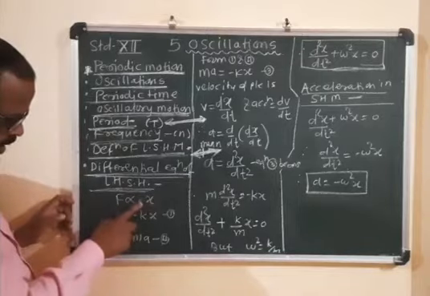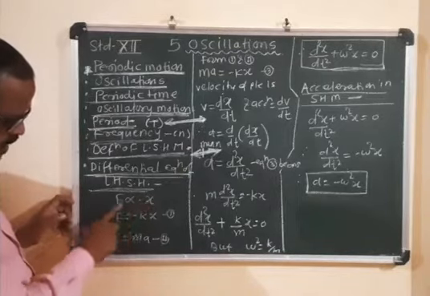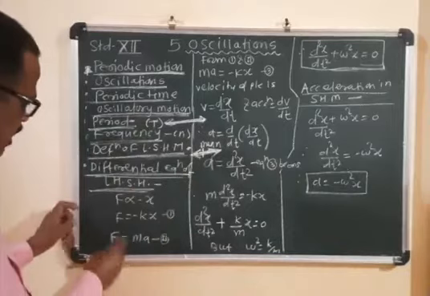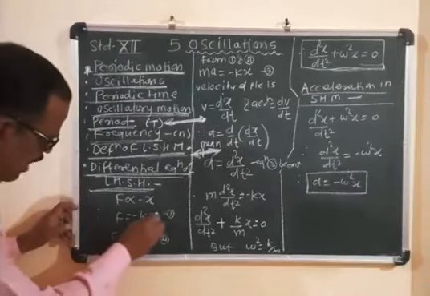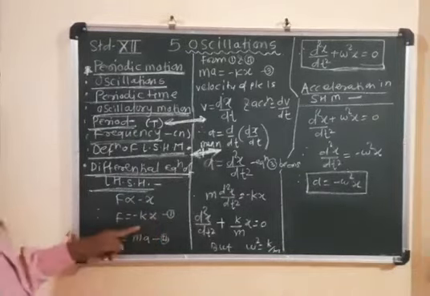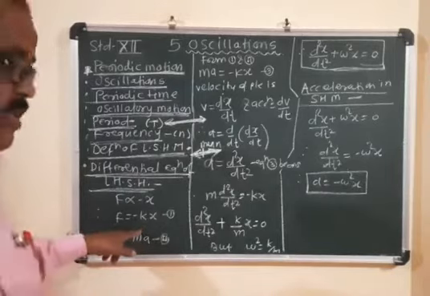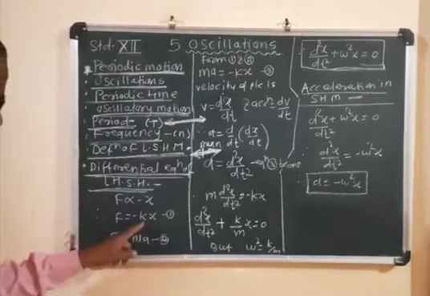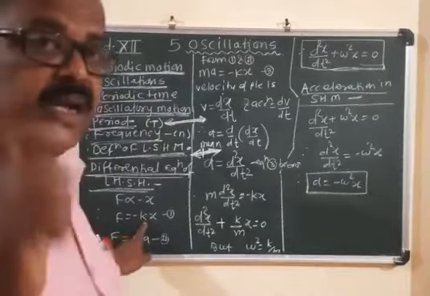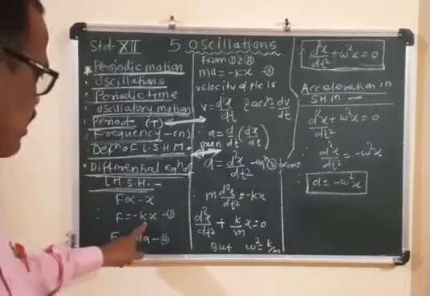Negative sign indicates that displacement and force are oppositely directed. Therefore, F is equal to minus kx, where k is a constant. K is a constant called the proportionality constant. It is called the spring constant.